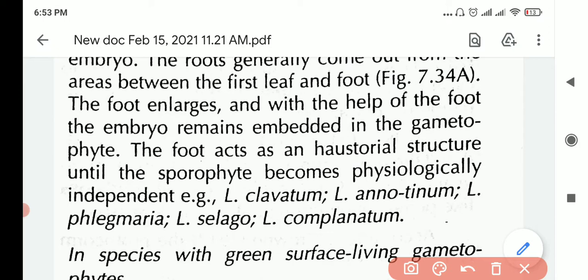So the foot will act as a haustoria. Remember, I told you, like a placenta to give nutrition to the baby. So the foot will act as a haustorial structure until the sporophyte becomes independent. It will become mature enough that it does not need any more food from the mother.